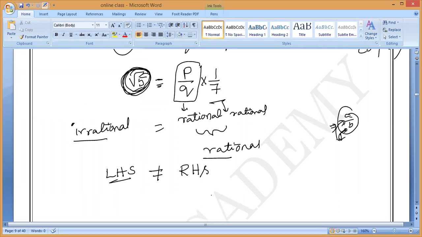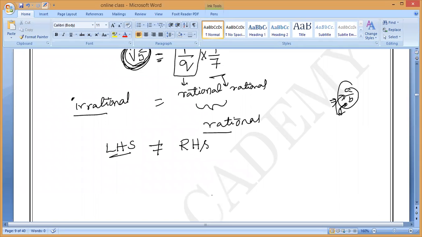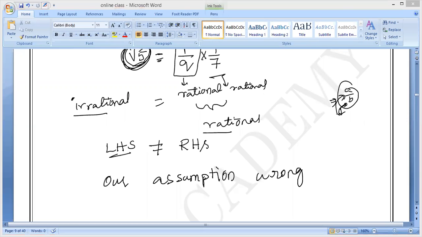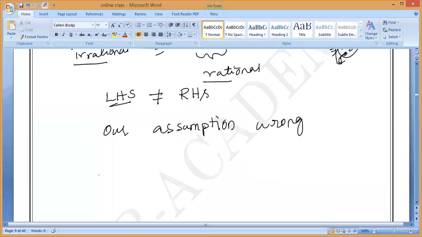Yes, ma'am. LHS not equal to RHS. Then our assumption is wrong. This is a false statement. What is our assumption? Our assumption is rational, ma'am. Wrong, ma'am. So it is irrational. So 7 root 5 is irrational. Yes, that's proved. Do you understand this one?